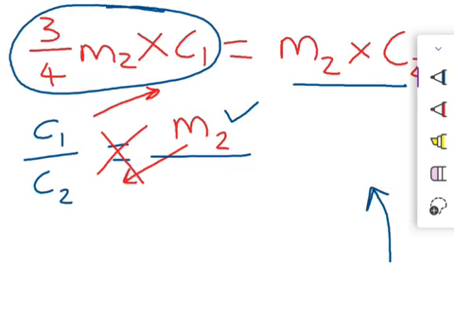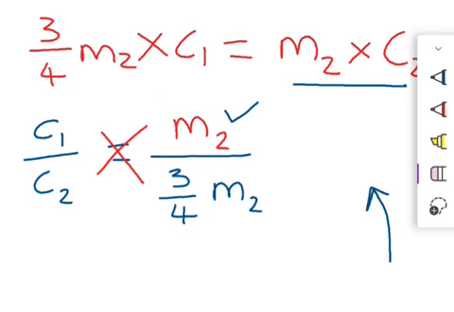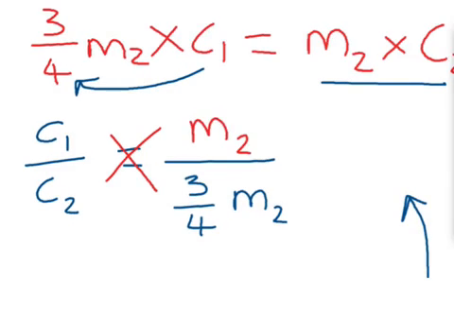It means that 3 over 4 M2 has to be here, so that when I cross multiply, I'll be having C1 times 3 over 4 M2. So when I cross multiply, you can see with this, the equation has been balanced. It has been arranged properly. So in fraction, I've converted this linear equation now to a fraction equation.